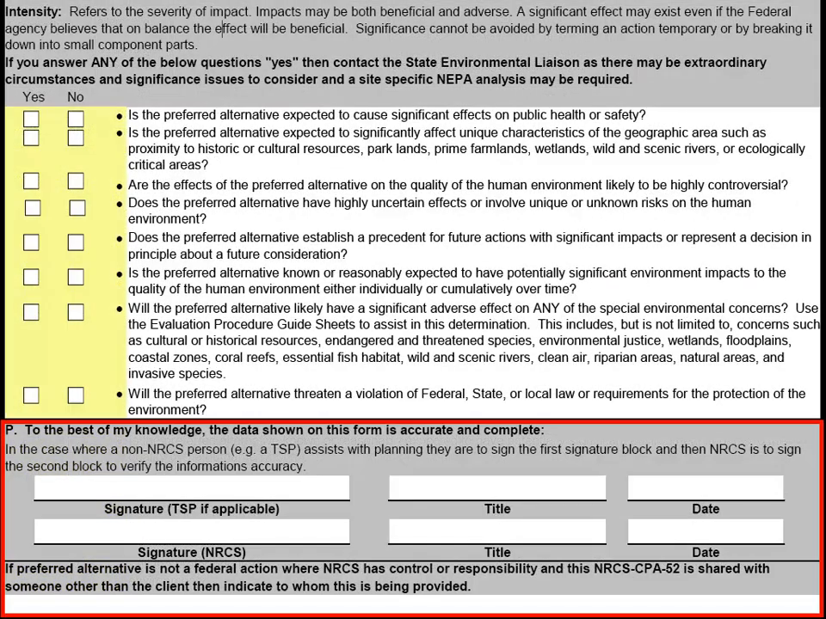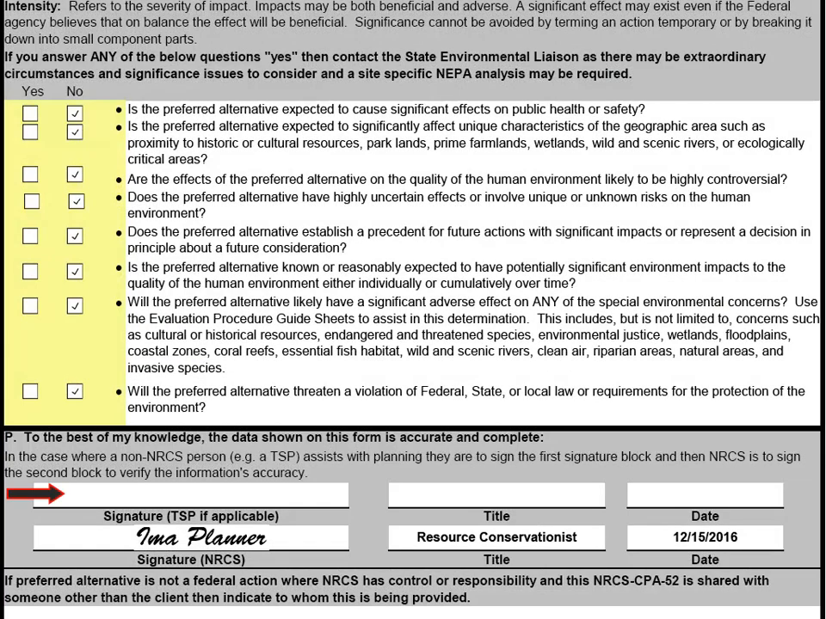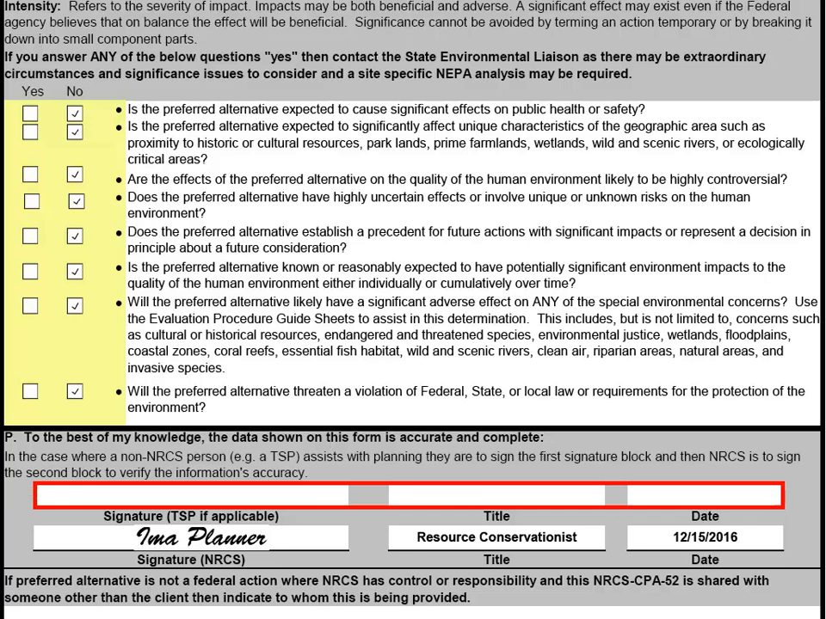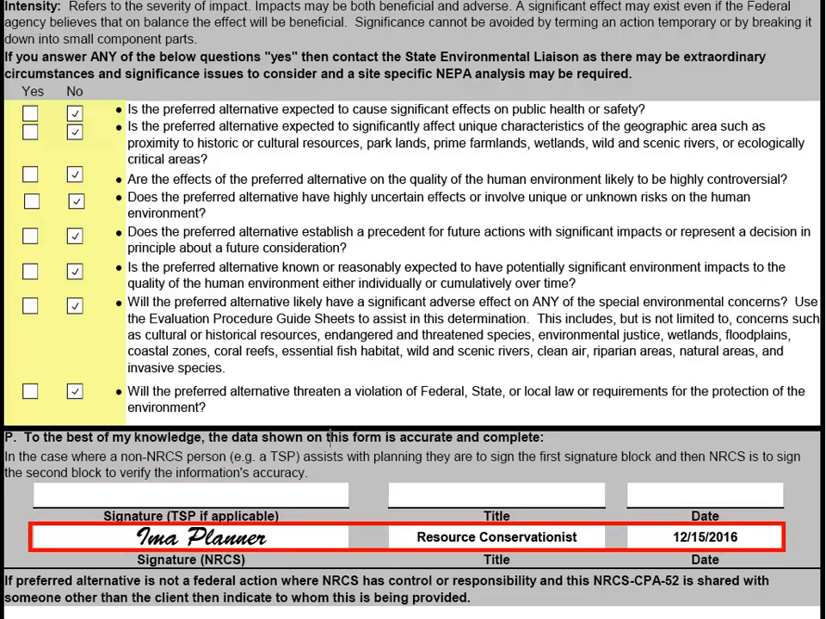In Section P, the individual completing Parts A through O of the NRCS CPA 52 must sign and date to indicate they have used the best available information. This may or may not be an agency representative. In cases where the planner is not an NRCS employee, they must sign in the first signature area, and then the NRCS employee will sign in the second signature area to confirm and validate the information on behalf of NRCS. When NRCS plans on behalf of another agency, NRCS need only sign as the planner, and then the lead agency RFO will complete the rest of the NRCS CPA 52.